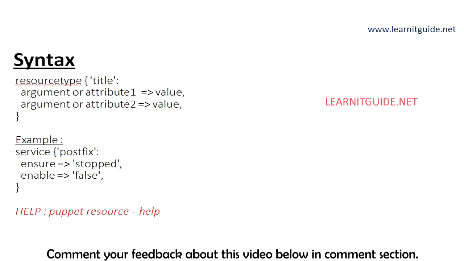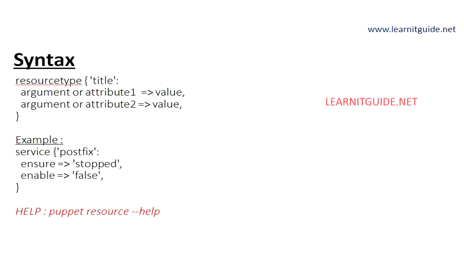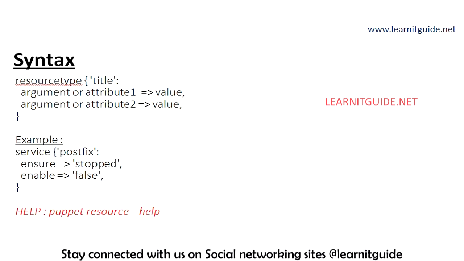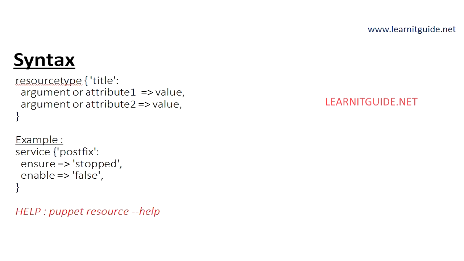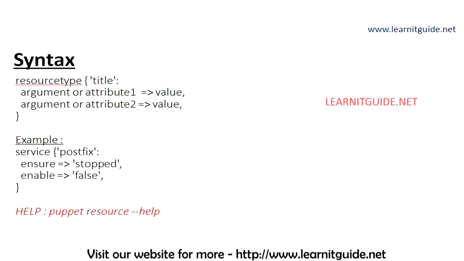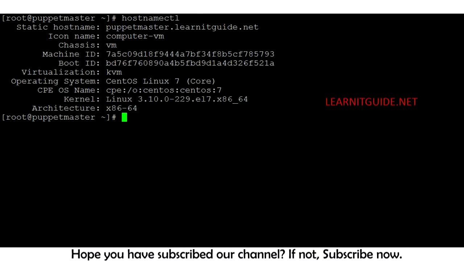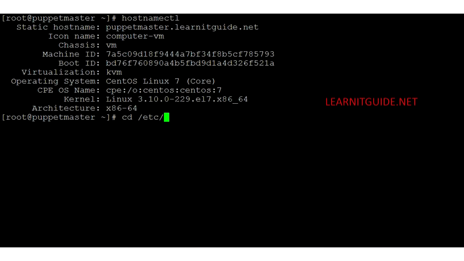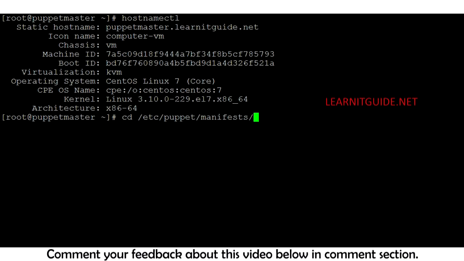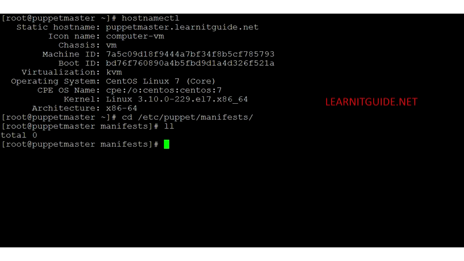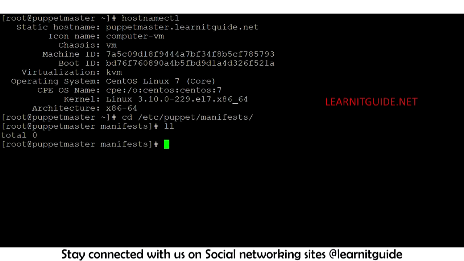Once you have got the resource types, again you can get help to know what parameters you have for a particular resource. So I will show you all these things. Let me log into my server so I can write a simple example of these, and I will show you how to make it apply at the client end. So this is my server. Let me get into that directory, /etc/puppet/manifests. Here if you see there are no files existing under this directory.